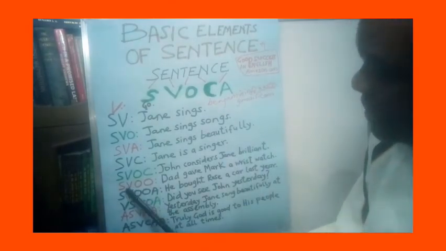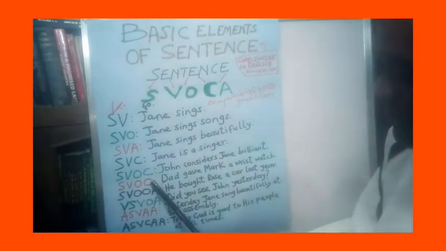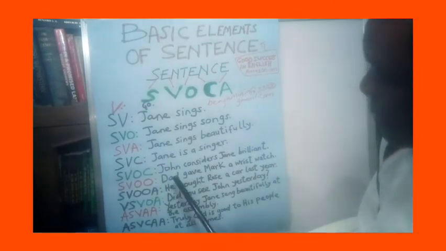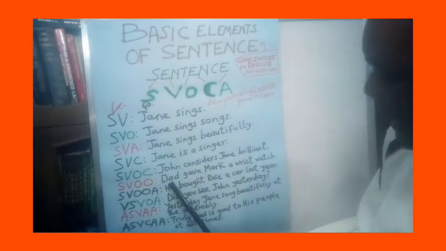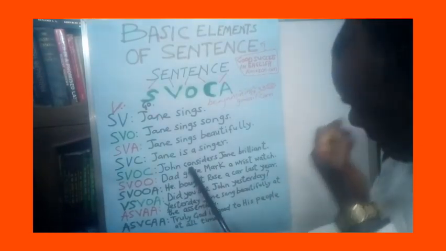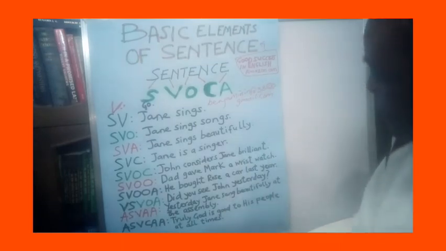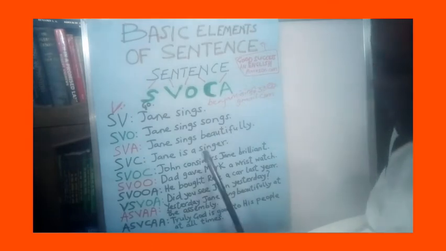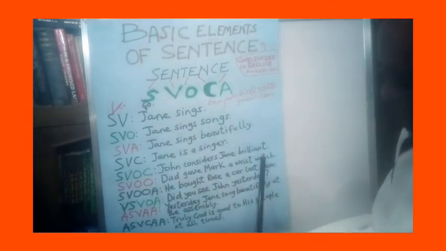The next structure is SVOO, which is subject, verb, object, object. We have two objects here. Example, Dad gave Mark a wristwatch. Dad is the subject, gave is the verb, Mark is the object, and the wristwatch is another object. Now, let's look at the difference between these two objects.